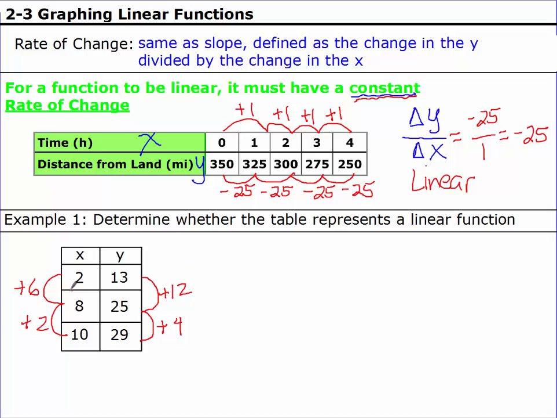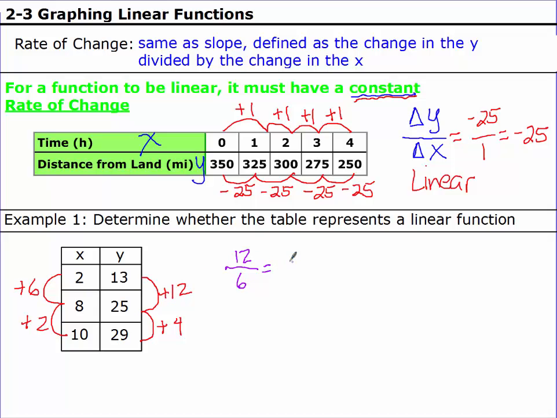Sometimes they give us tables where we're missing points in the middle. This one up here was really nice. 0, 1, 2, 3, 4 just gave us straight up. This one here, 2, 8, 10, that's kind of skipping around a little bit. So the way you tell on tables that skip around is by doing the y over x, the rate of change. So you take your 12, your change in y, divided by 6, the change in x.